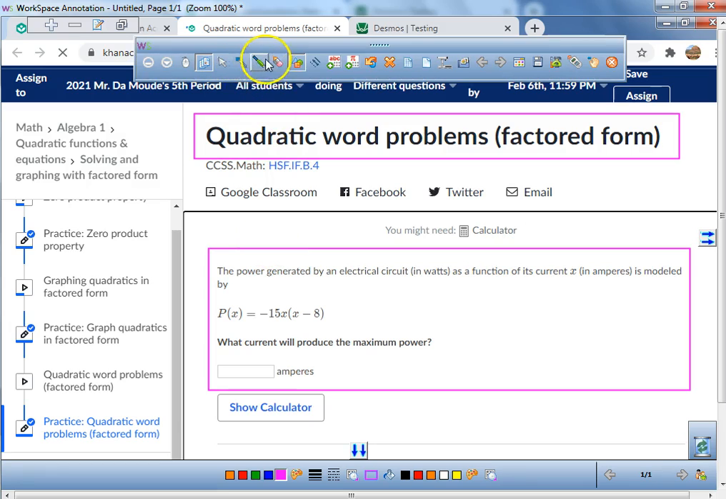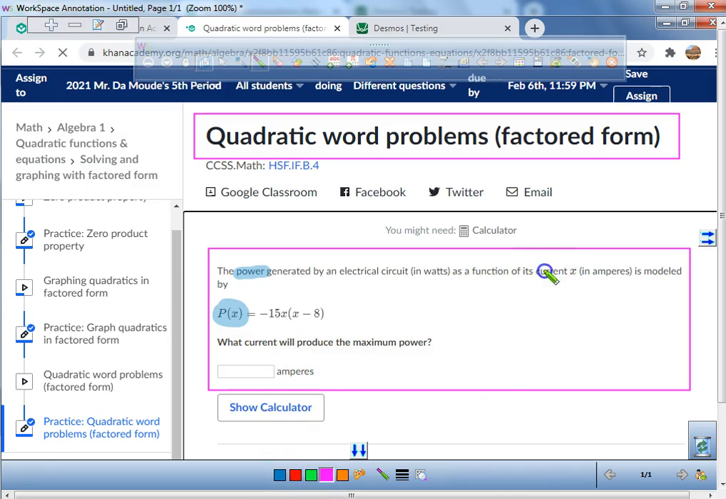Now, what I want you guys to understand is the power is right here. That's P of x. All right? It didn't say what is the maximum power. It says what current. So what are we basically looking for? The current, like the x value, that will produce the maximum power.